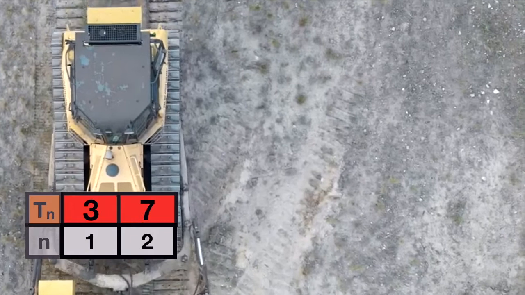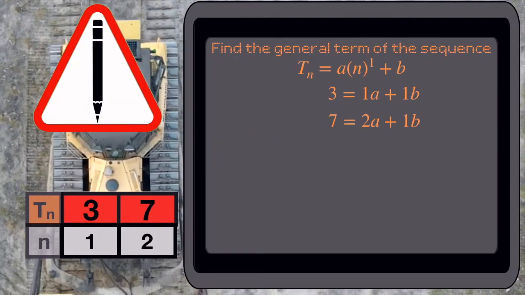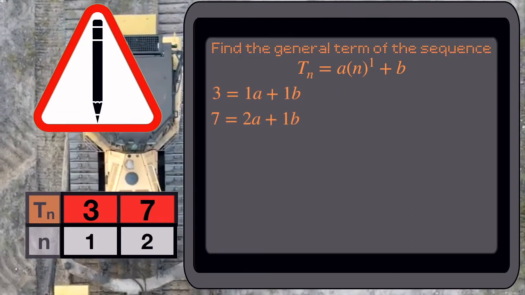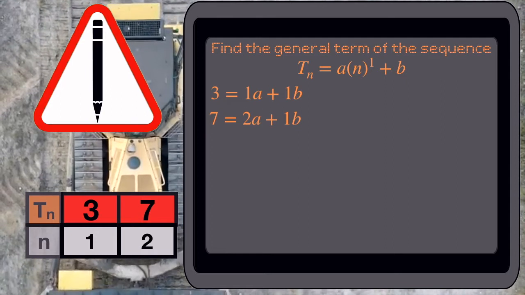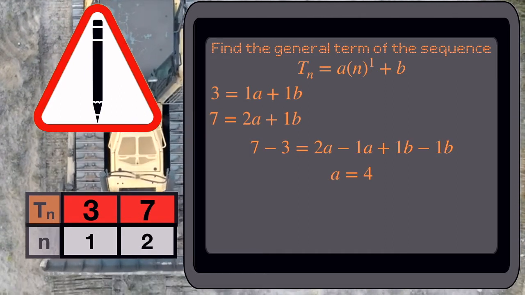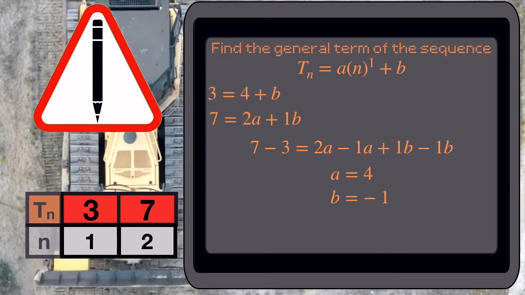But what if calculators are banned in your country's assessment standards? The slow and steady way would be to use simultaneous equations on pen and paper. The elimination method will work here by a simple subtraction of both equations. This allows you to solve for an a value of 4. Then, substitute it back in to solve for a b value of negative 1.